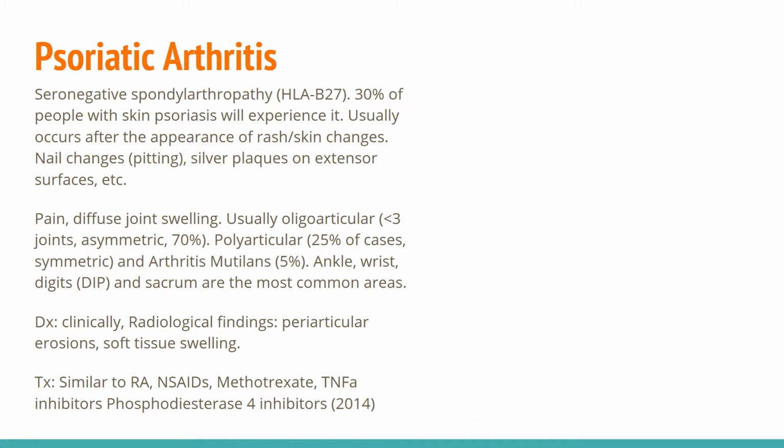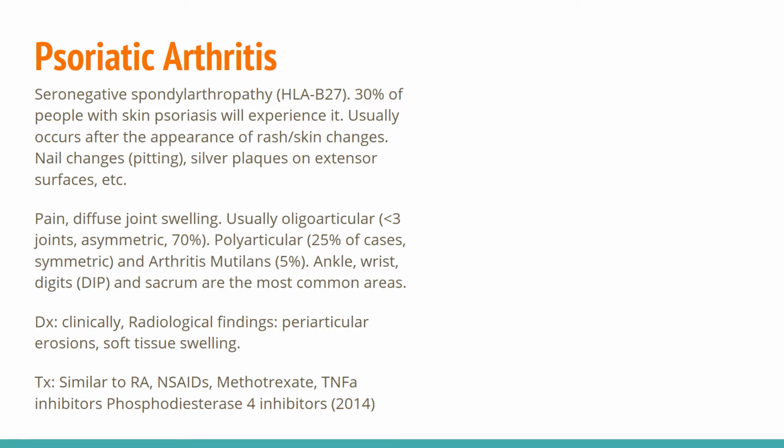Next, we're going to discuss psoriatic arthritis. This is a seronegative spondyloarthropathy associated with HLA-B27. 30% of people with skin psoriasis will experience it. It usually occurs after the appearance of the rash or skin changes. However, in 15% of the cases, the arthritis can appear before the rash.